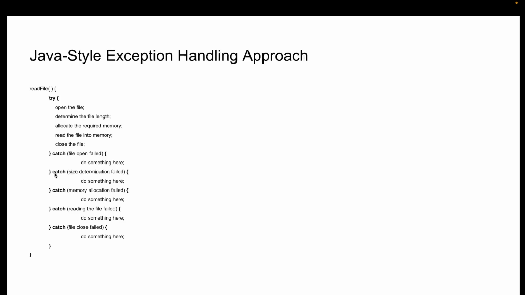Now let's go to the second catch block. See, size determination failed. So yes, determining the file length threw some error, right? The second catch block is able to catch that error. So whatever is written in this catch block will be executed. Whatever the type of error thrown, you need to have that type of catch block in your code such that it handles that particular error. That is how Java handles exception handling.